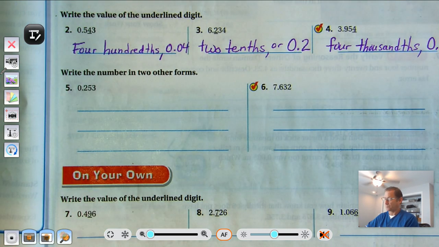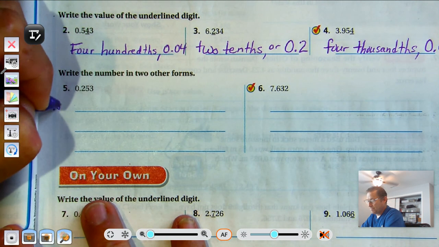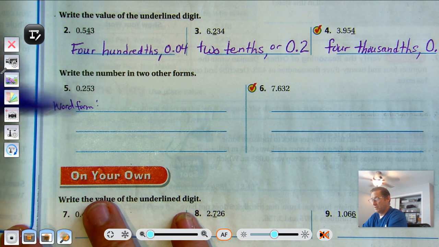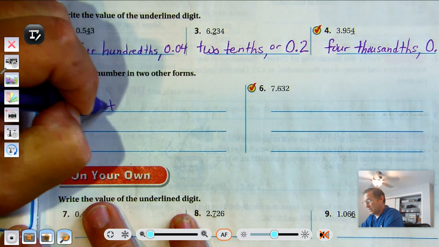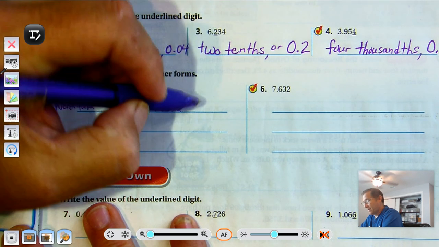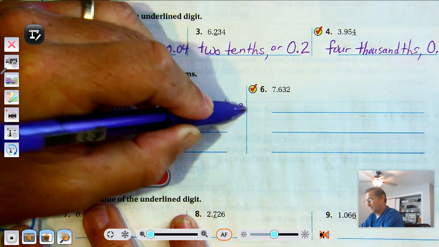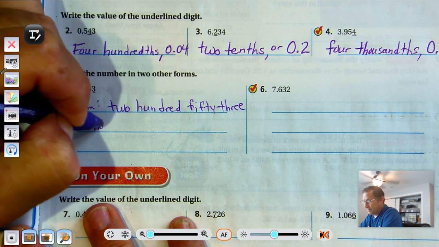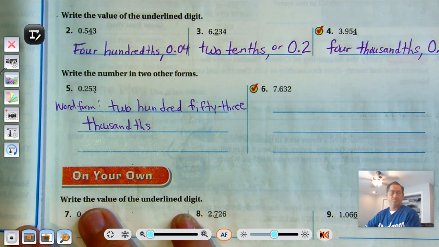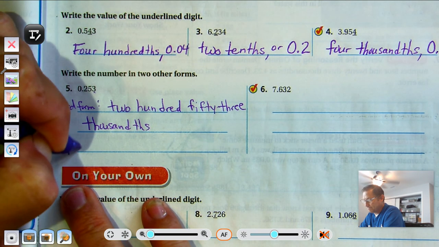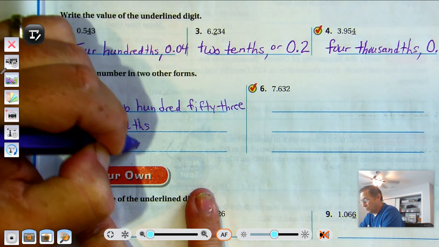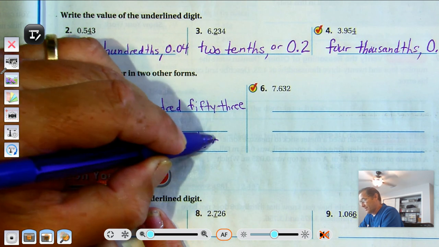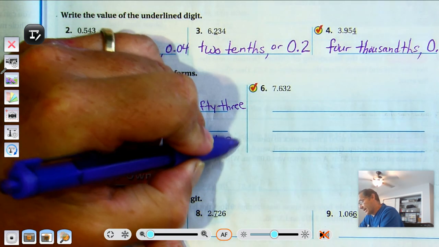All right, write the number in 2 other forms. So this is standard form. So it's word form. We have no whole number value. So let's just read the decimal value to the right of the decimal. So we're going to say 253. Okay. 253 what? What value is the 3 in? It's in the thousandths. So 253 thousandths. All right, expanded form. We have 2 times 1/10 plus 5 times 1/100 plus 3 times 1/1,000.